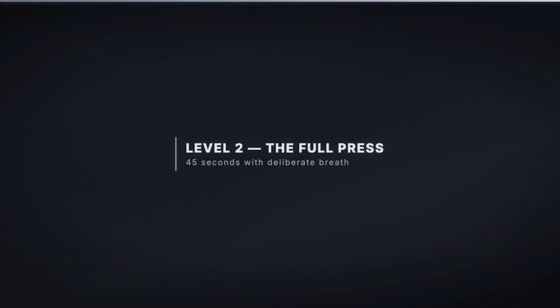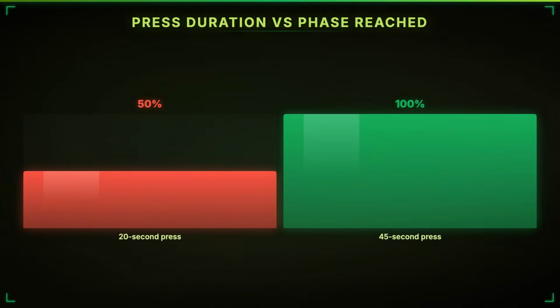The first phase is muscular release. The tibialis posterior reduces its holding tone. The second phase is fascial. The connective tissue matrix begins to shift from its gel-like compressed state toward a more fluid state. That second phase is what sends the change upward through the chain. 20 seconds gets you phase 1. 45 seconds gets you both. Level 2 is the full press, the complete intervention.